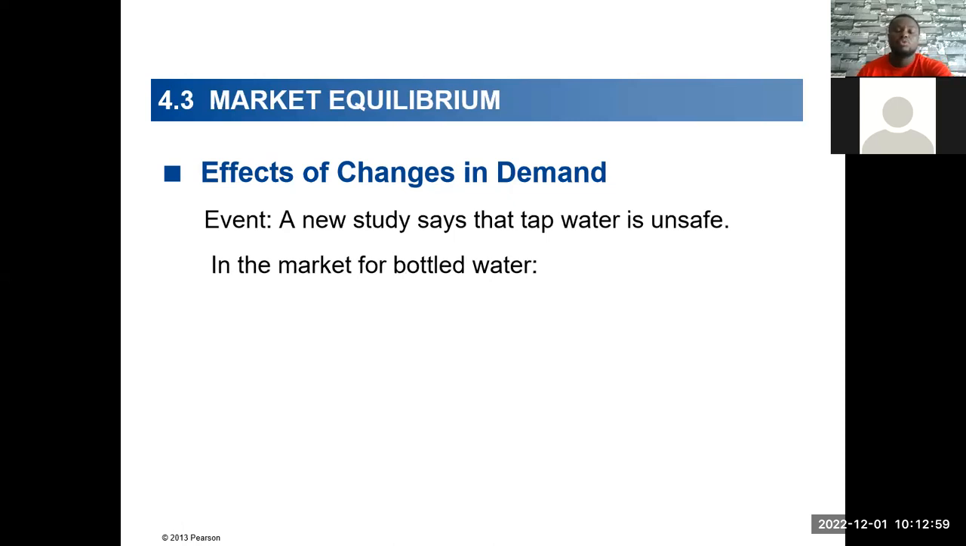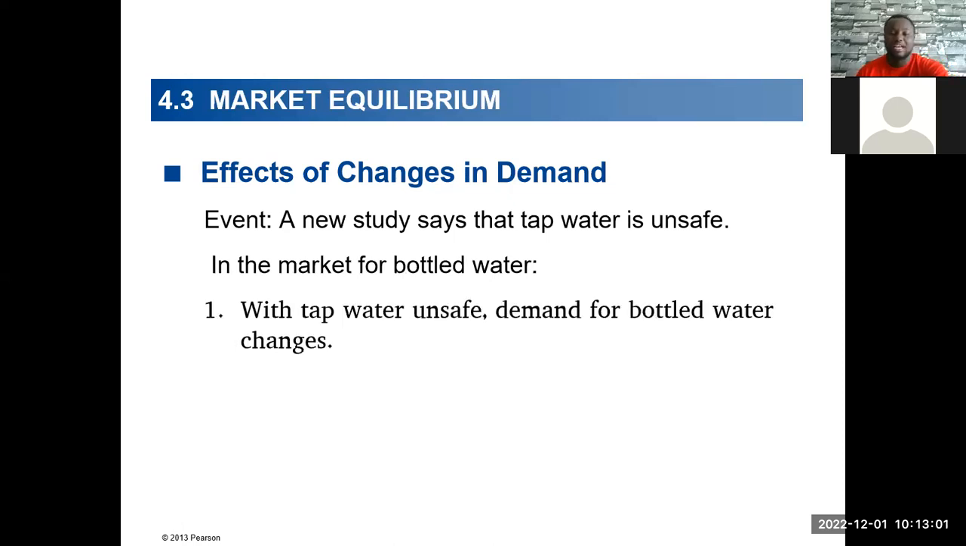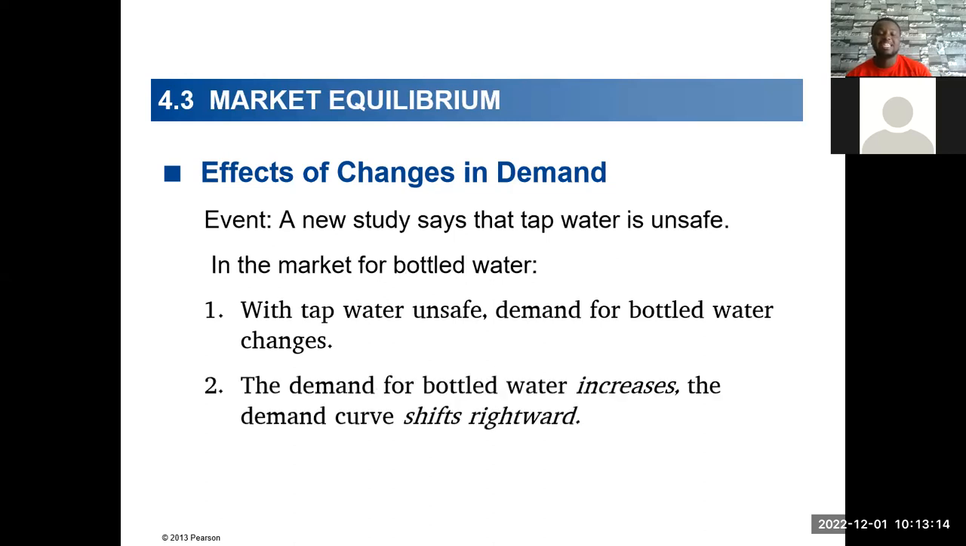Buy more bottled water. So in the market for bottled water, there's going to be changes in demand. It is not affecting the supply for bottled water. It's affecting what? The demand. So that's the first question. Then the second question, is it a decrease or an increase? Now, if we are not drinking tap water, we have to drink more bottled water. So there will be an increase in demand. That will cause the curve to shift rightward. It will shift to the right.